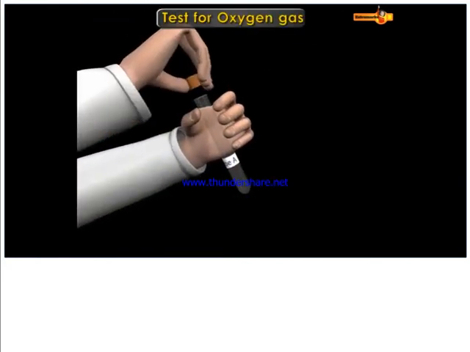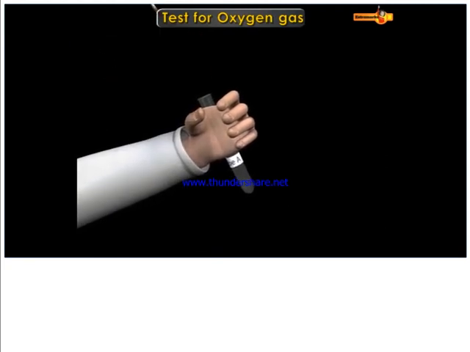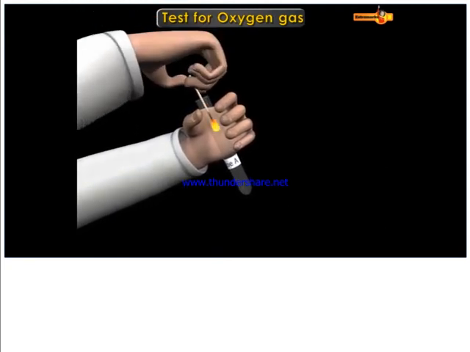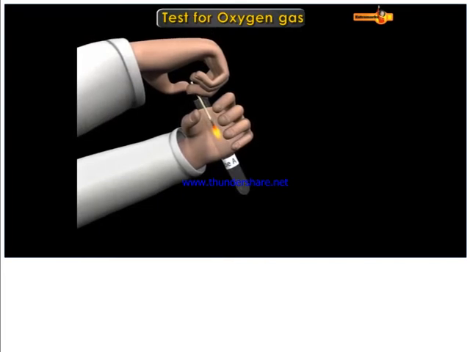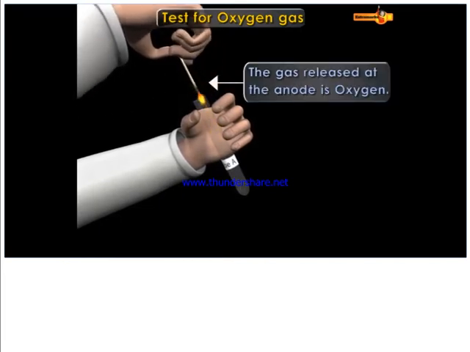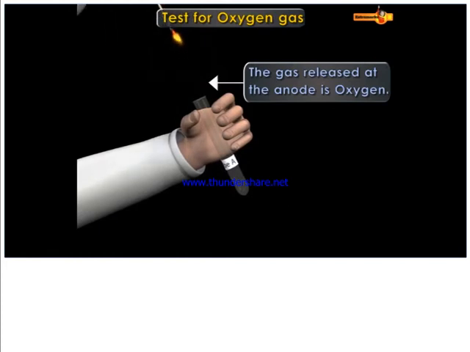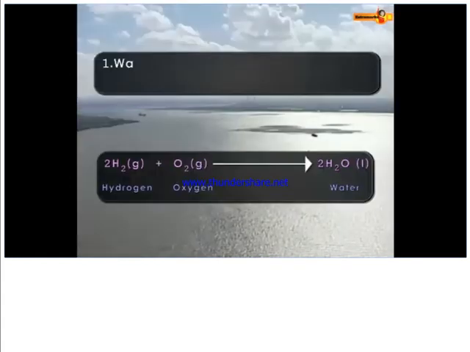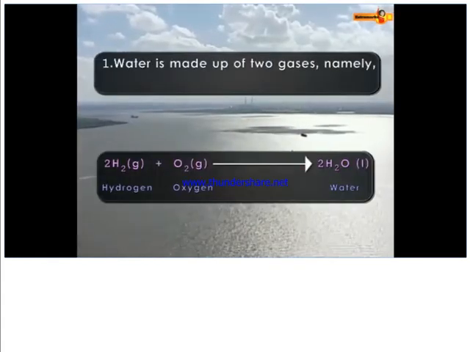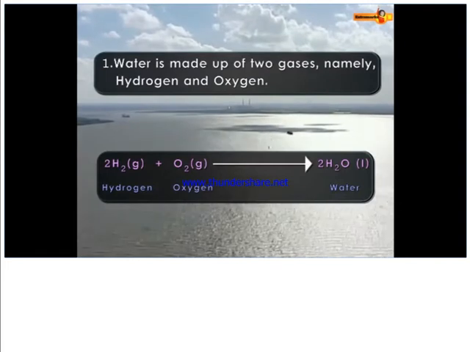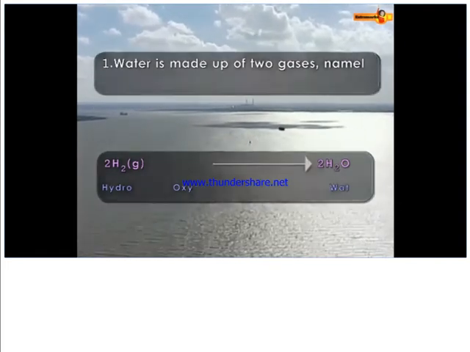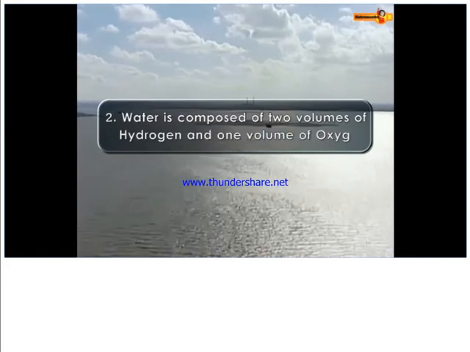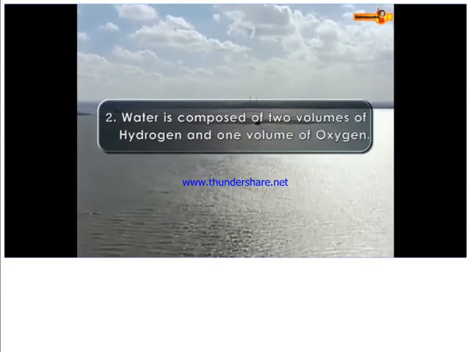Now, take out the test tube A and bring the glowing splint close to the mouth of the test tube A. The ignition of the glowing splint proves that the gas in the test tube A is oxygen. So, from the electrolysis of water, we conclude that water is made up of two gases, hydrogen and oxygen. Also, the amount of hydrogen is twice the amount of oxygen. This is the reason why the chemical formula of water is H2O.